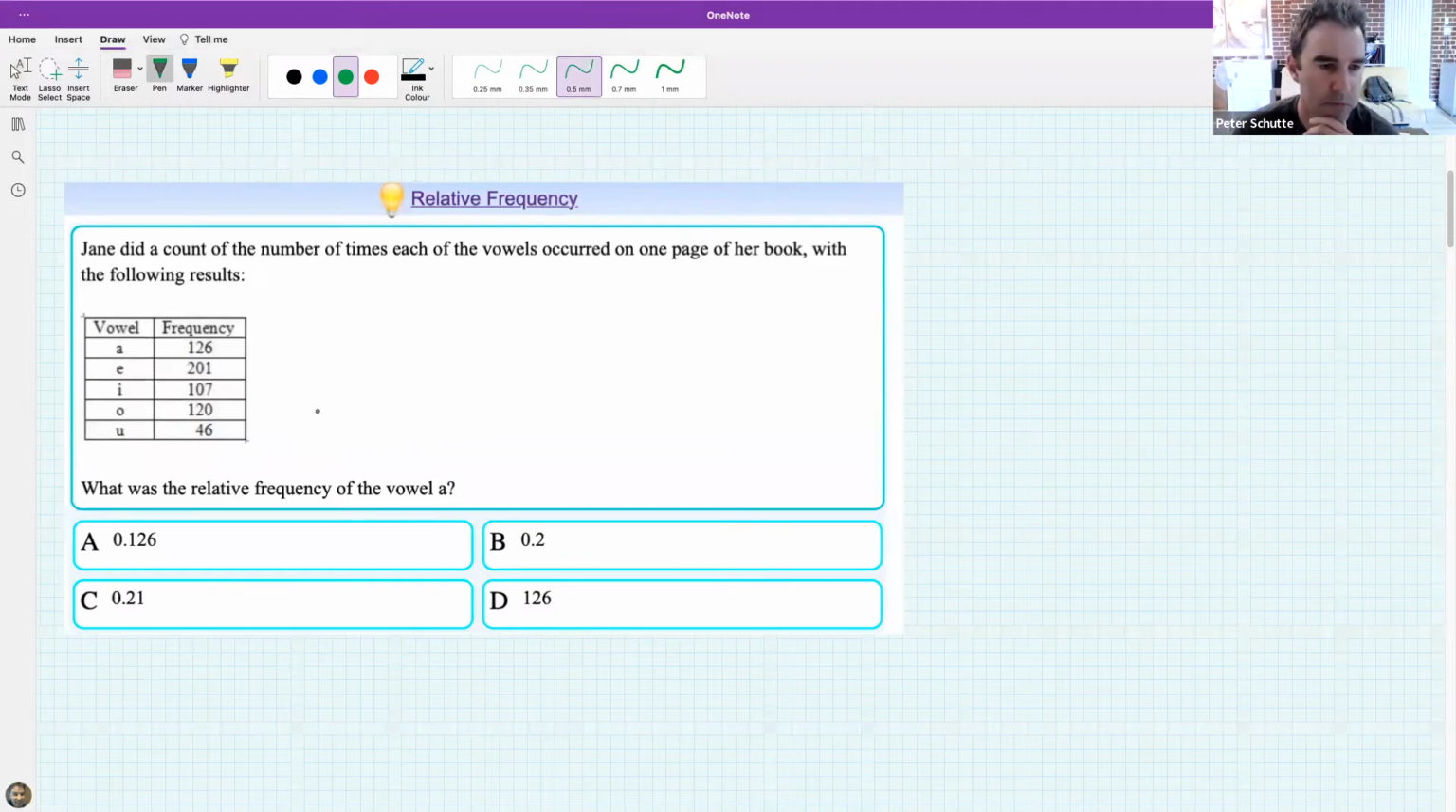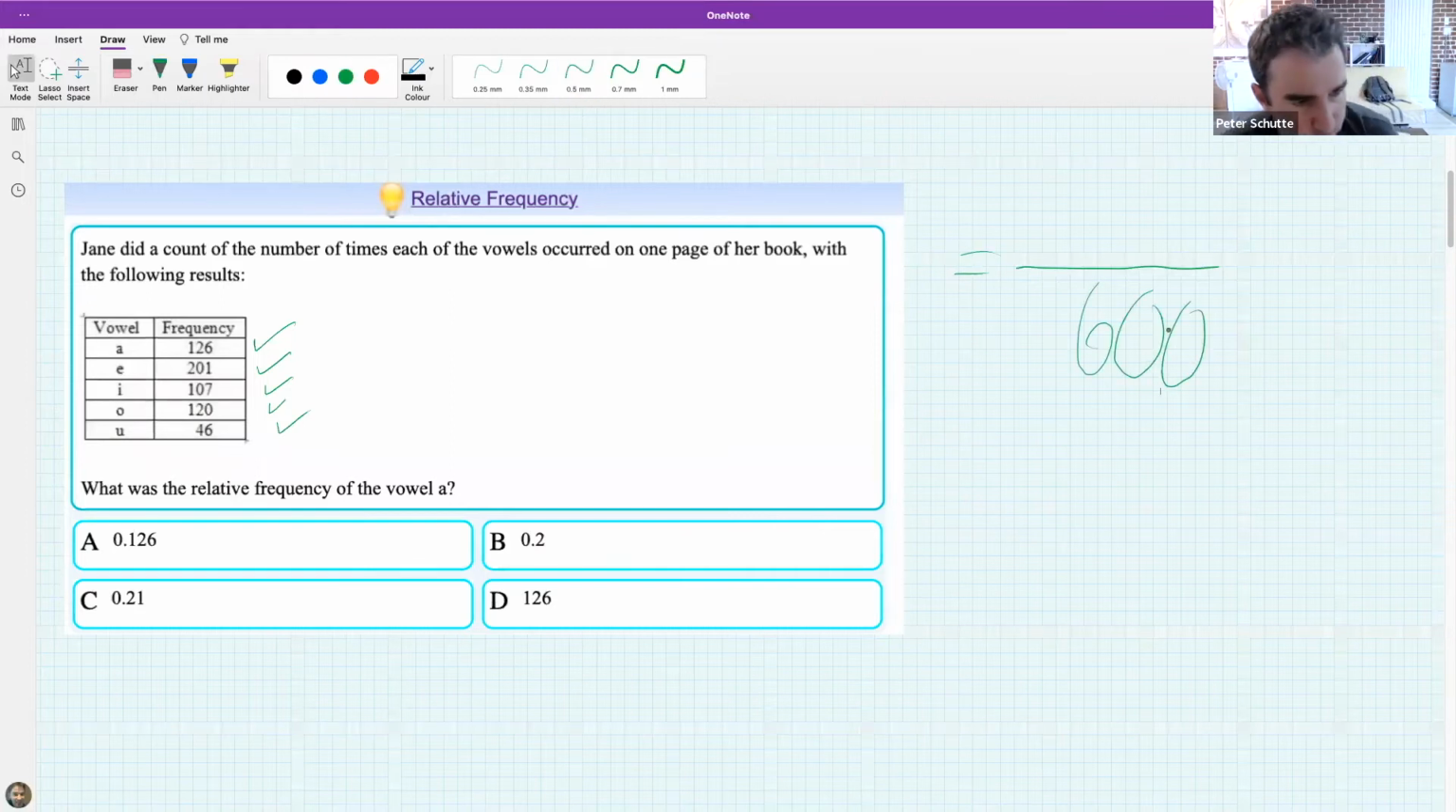So how many possible outcomes are there? I would add up all of these ones to say these are all the possible vowels. So the number of possible outcomes in total you definitely need. I get 600. Now, what are the favorable outcomes for this particular question?